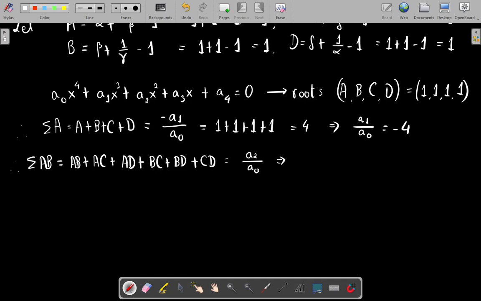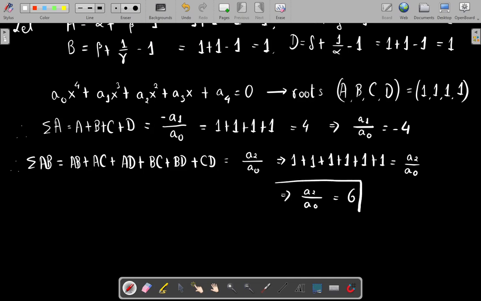Now A is 1, B is 1, right? So this is 1. Similarly, all these pairs will be equal to 1. So 1 plus 1 plus 1 plus 1, 3 plus 3, 6 equals A2 by A naught. So this implies A2 by A naught will be equal to 6. This is the final answer. We were required to find the value of A2 upon A naught.